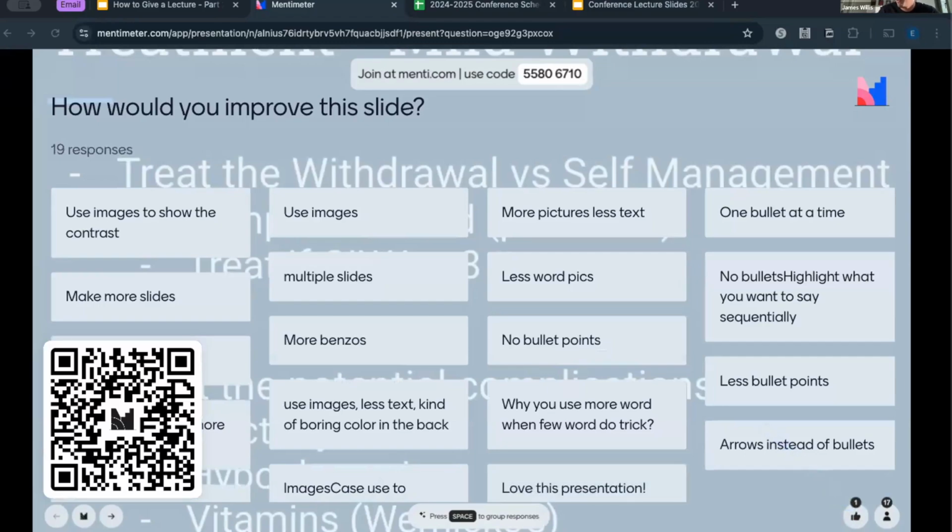So great. No bullet points, less bullet points, arrows instead of bullets. Love this. Highlight what you want to say sequentially. Great, exactly.